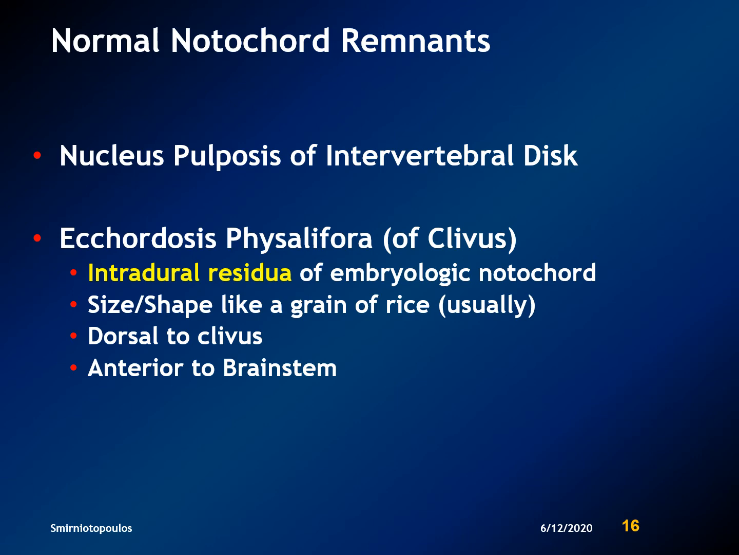A small percentage of normal people also have a remnant of the notochord as an intradural mass right behind the dorsum sella. It's about the same size and shape as a grain of rice, and it's in front of the brainstem. This is called the ecchordosis physaliphora.